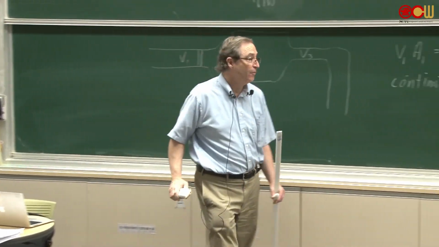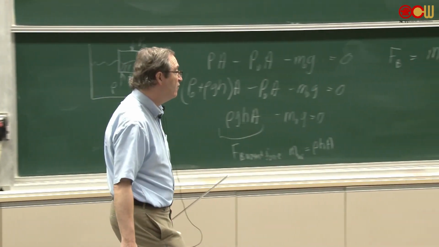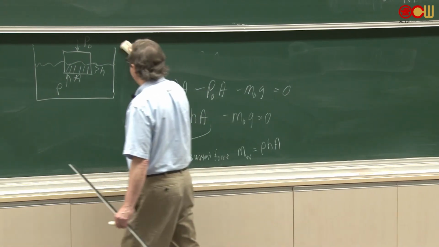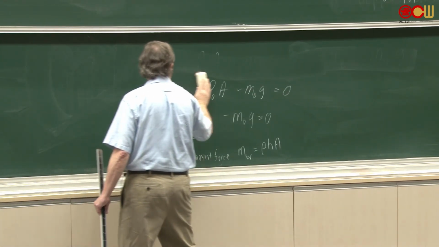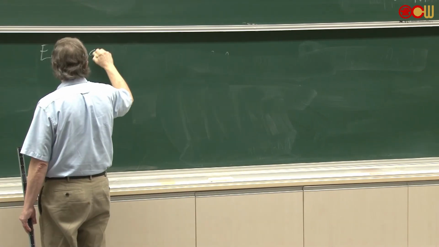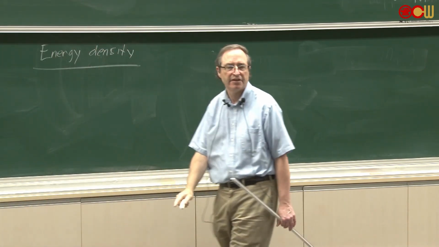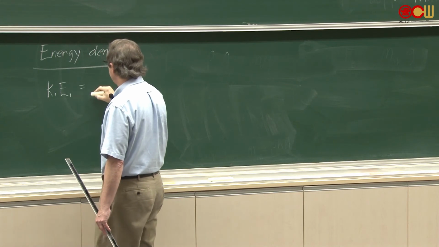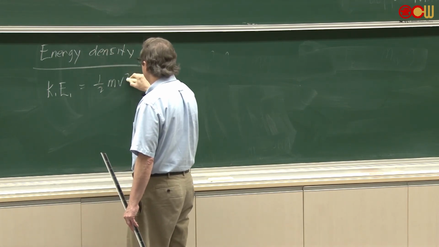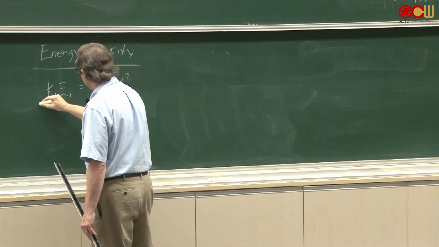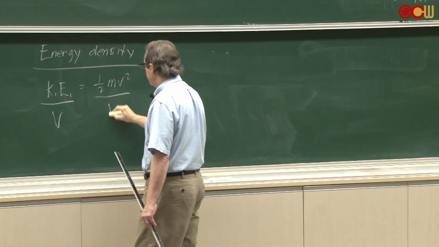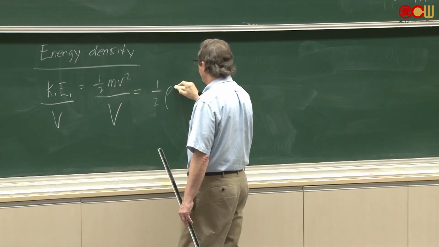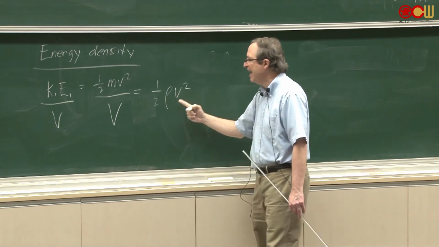Then we have one other result. So far, we've used Newton's second law. Now let's use conservation of energy. All right, so let's look at energy considerations with fluids. So I'm going to look at the energy density at each point. Energy density. So the kinetic energy will just be 1/2 mv squared. And then if I want the density per unit volume, I just divide by v. M over v is density, so I get 1/2 rho v squared. So that's the kinetic energy density.